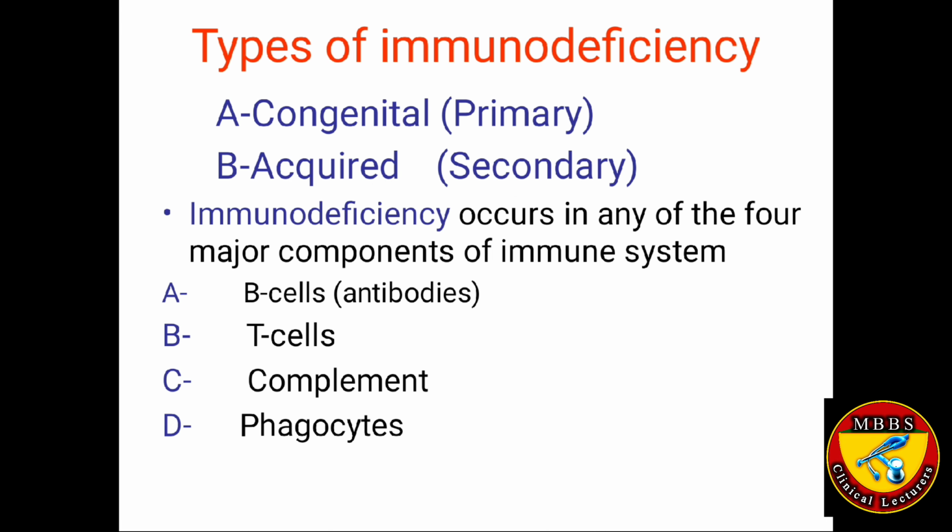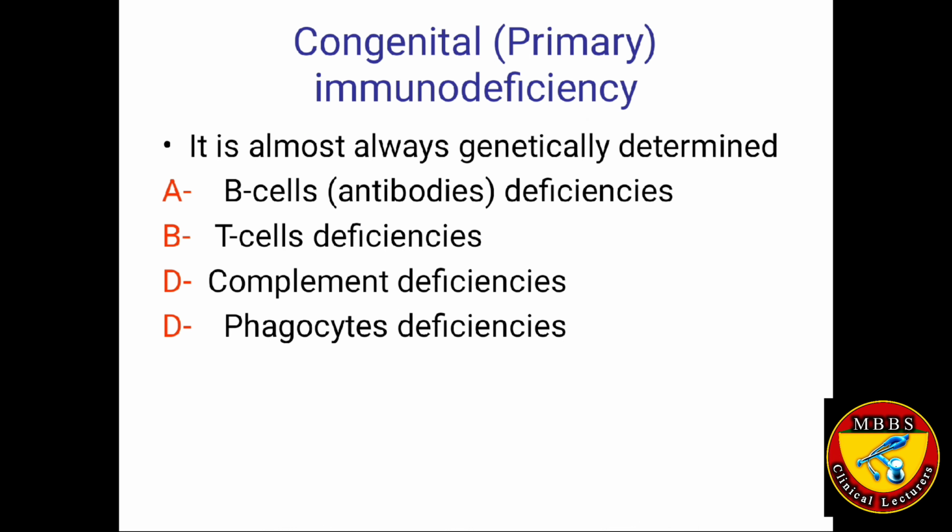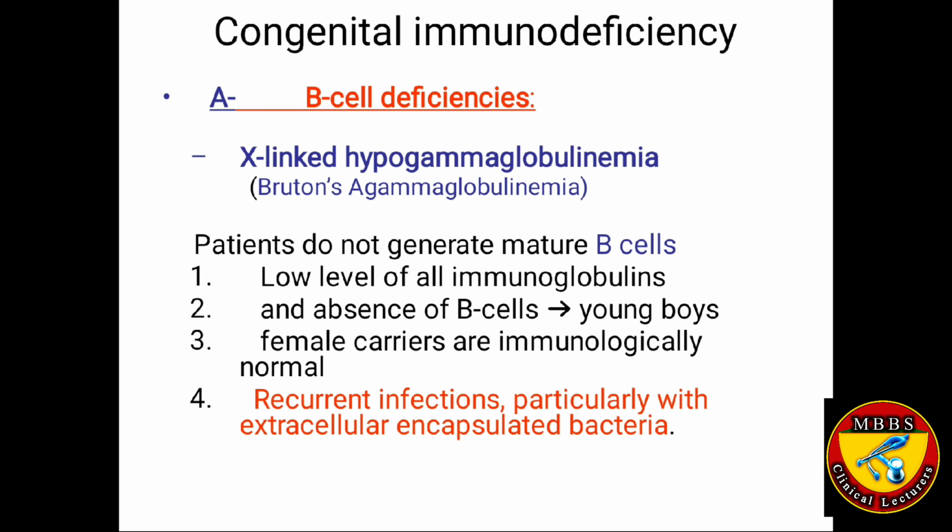The types of immunodeficiency are divided into two broad categories: congenital, which is genetic based, also known as primary, and acquired, which is secondary. The immune deficiency can occur in any of the four major components as discussed: B cells, T cells, complement, and phagocytes. Congenital immunodeficiency, being genetic, can involve the B cell system, T cell deficiency, complement deficiency, or phagocyte deficiency, and the cause is primary, due to genetic disease.